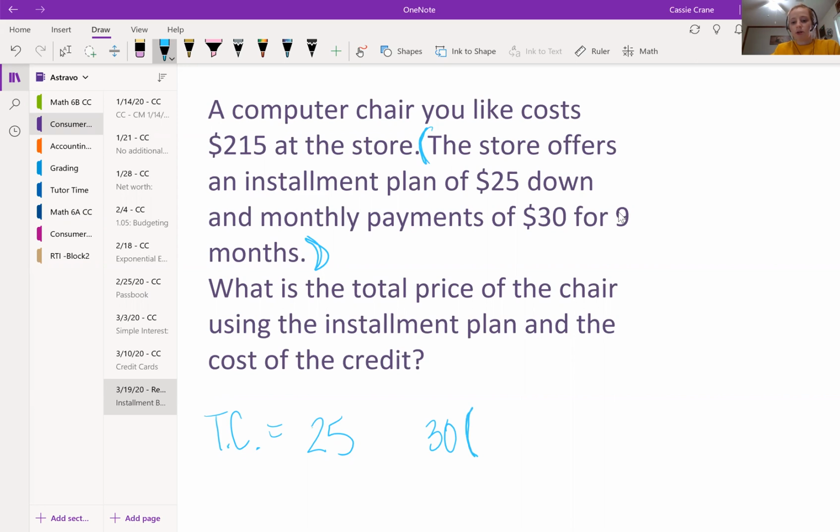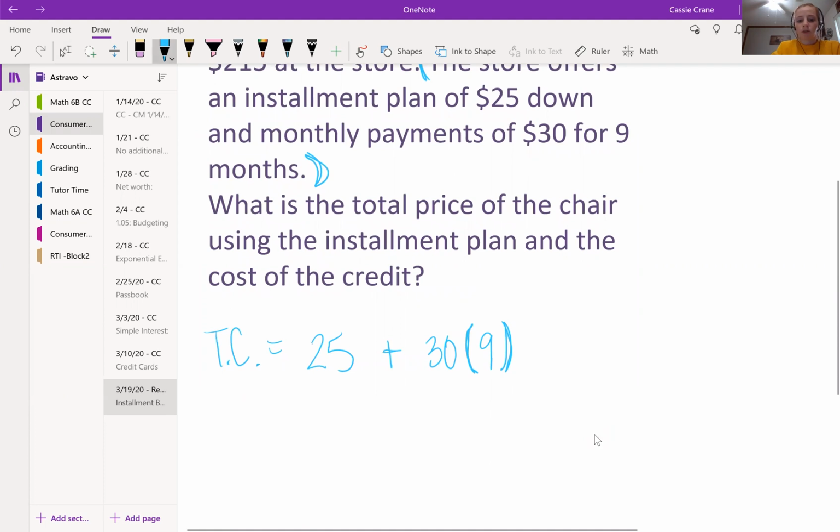If we pay $30 9 times, that's the same thing as saying 30 times 9. I need to put something between this and this. So I am going to do 30 times 9, and I know I'm also paying $25 on top of that. So what needs to go in between is a plus sign. They need to be added. That takes care of that installment plan. We've got our $25 down, and we've got our $30 for each month for 9 months. So now I can just solve this.